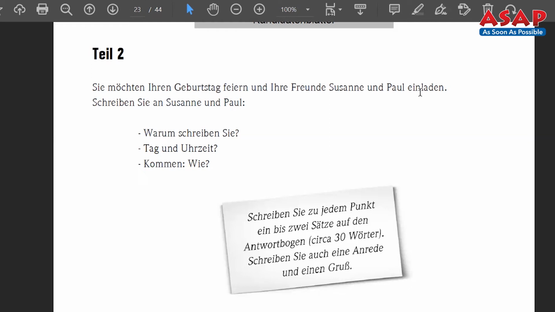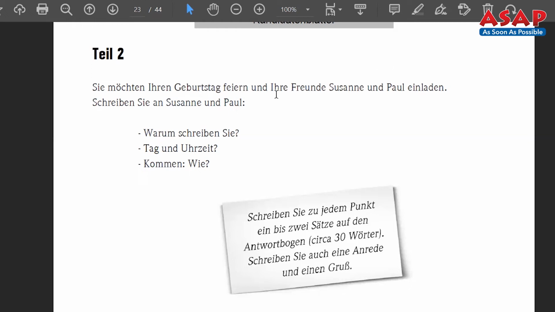Two friends are there, Susanna and Paul. Whose friends are they? Your friends: you, the examiner, the one who is writing the email. Okay, "und Sie schreiben an Susanna und Paul." You are writing to two candidates at once in one email. So here you need to understand who is writing, whose birthday it is, and whom you are inviting. You are inviting your friends.